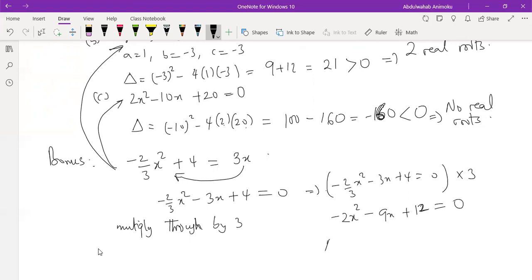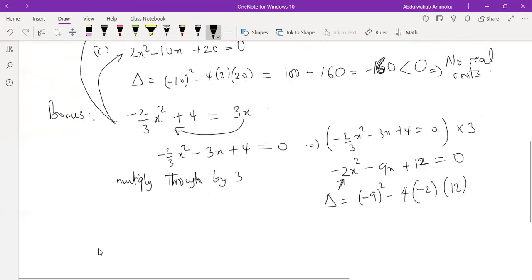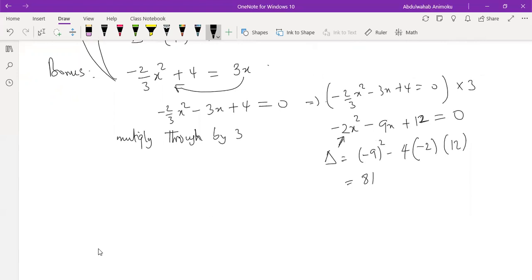Now you can find the discriminant. Now the discriminant is b squared, which is minus 9 squared, minus 4a. Don't forget your a is minus 2. And your C is what? 12. So this is how you can solve such kind of problem. You have 81 plus 8 times 12. That's 96 plus 81, and of course, this is 177. So this is a positive number, which means that you have 2 real roots.